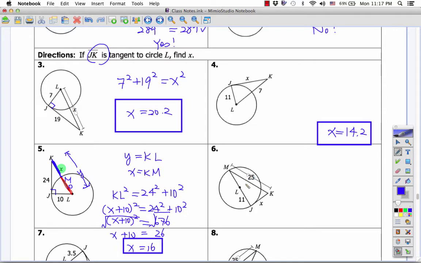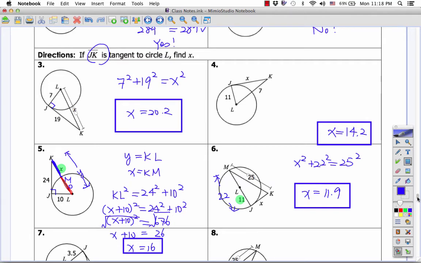Let's look at number 6. Same thing here. 11 is all by itself, which means 11 is the length of the radius. Therefore, the entire length of MJ should be 11 times 2, which is 22. And if I have that, I'm asking for the length of the other leg. So it's x squared plus 22 squared should equal 25 squared. And this comes out to be 11.9 for x. That should be your final answer.